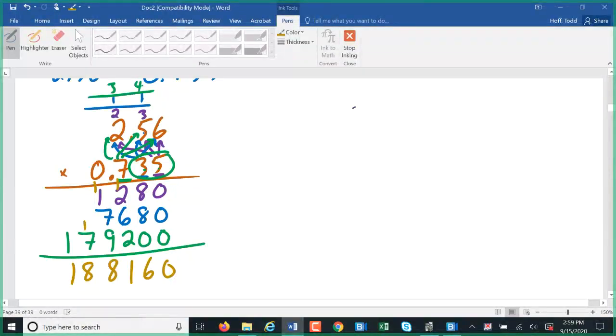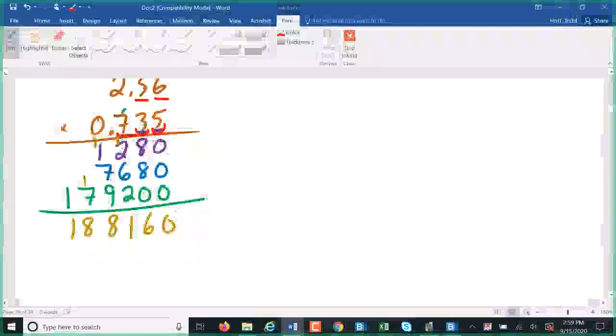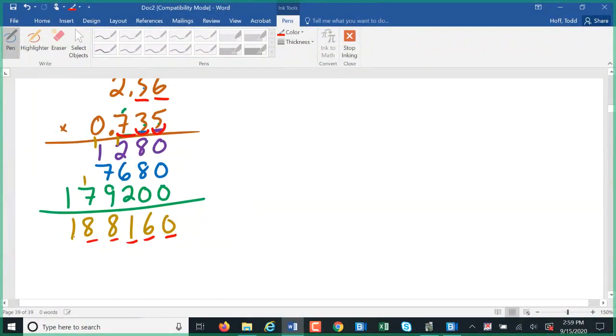To place our decimal point, I need to get rid of all this here a little bit so I can see better. We count the number of decimal places in our problem. We have 1, 2, 3, 4, 5 total decimal places in the problem. So I start at the end of my answer and I count 1, 2, 3, 4, 5 decimal places in my answer. Notice I still counted the 0. Even though it's a 0, it has to count. It is a decimal place. So I get 1.8816.